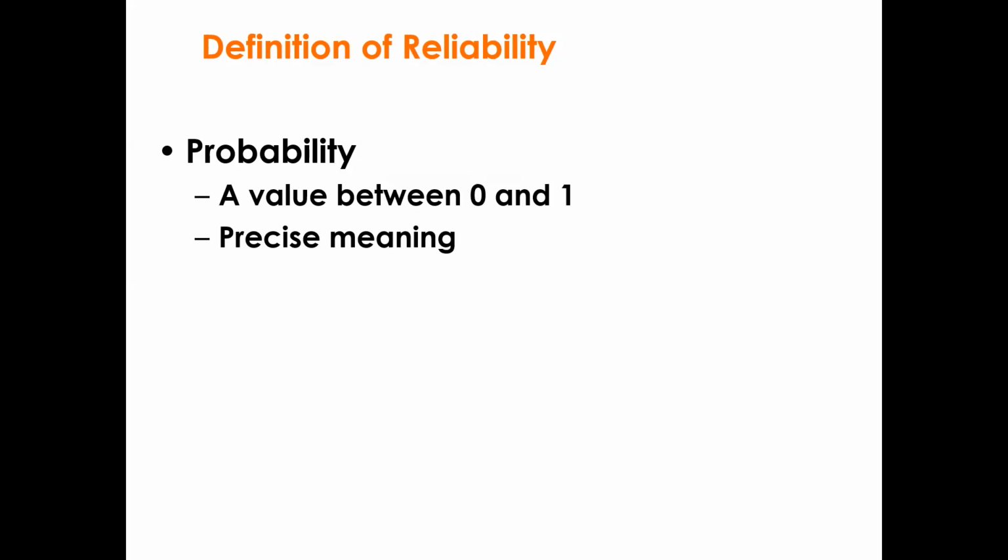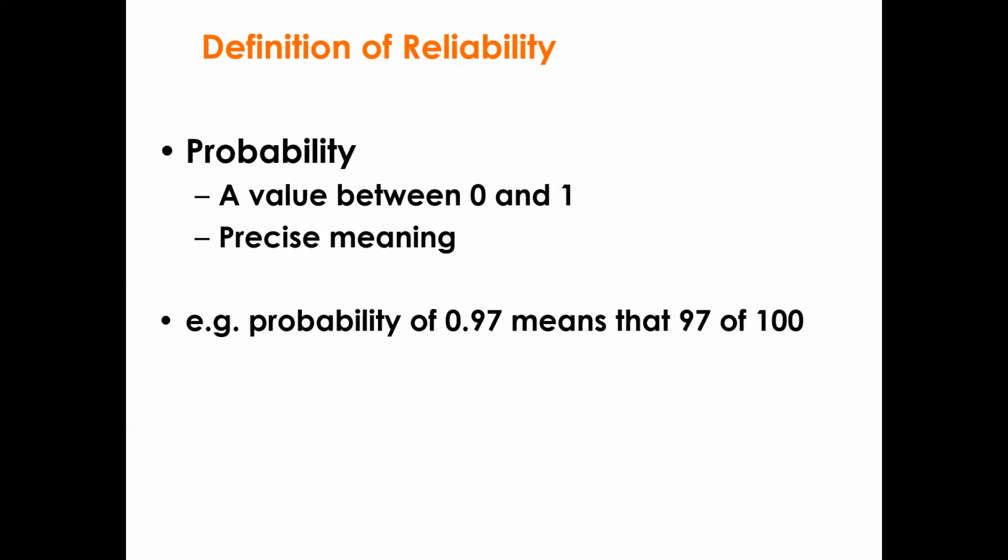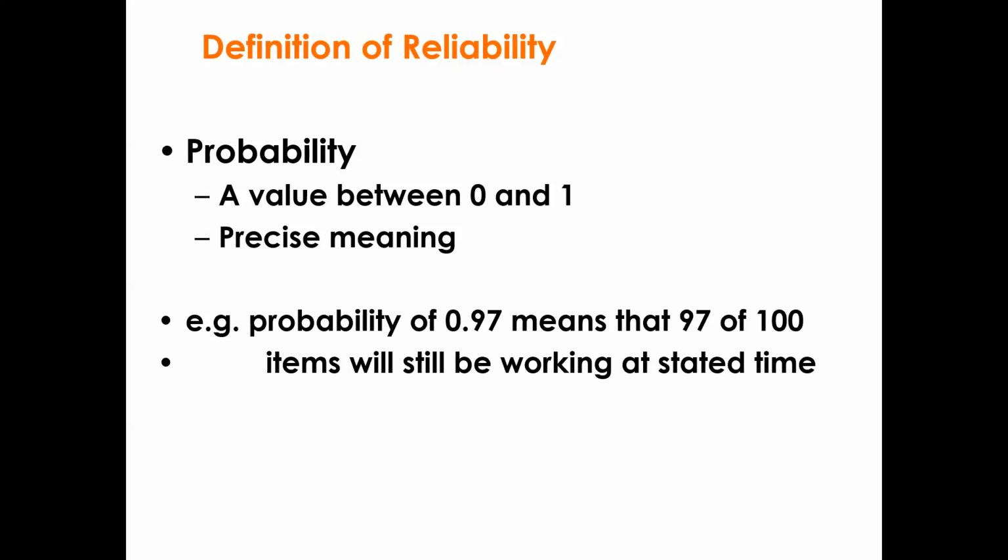Of course, you know the value of a probability is between 0 and 1. I think you know that. Now, a probability of 0.97 means 97 out of 100, which you can also call 97%. We are in a world where we want to have a guarantee. We don't want a sudden failure. So if you have 97 out of 100, then items will still be working at the stated time. That's a very high probability of reliability.